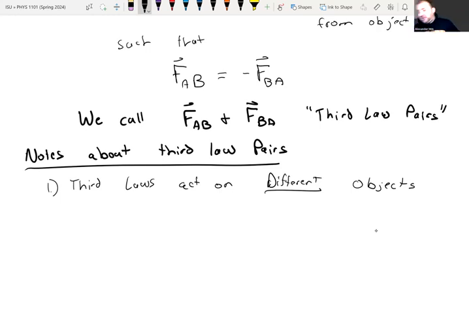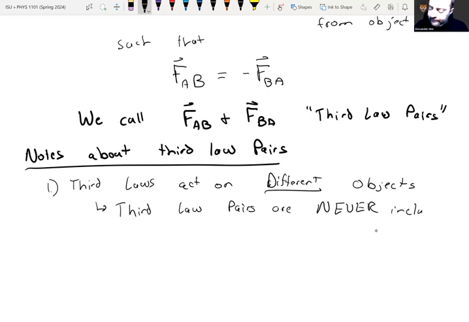But the reason I'm telling you this is that third law pairs are never included in the same free body diagram. Third law pairs are never included in the same free body diagram. Okay. So that is the key with third law pairs.